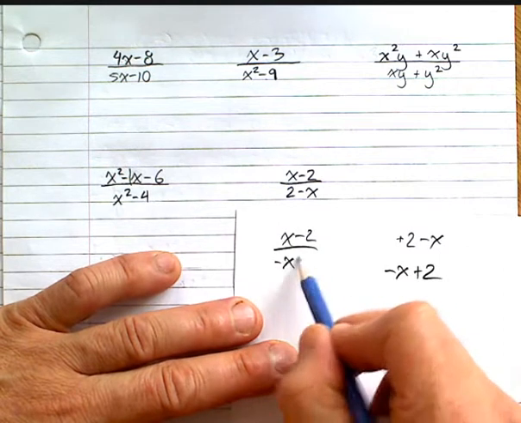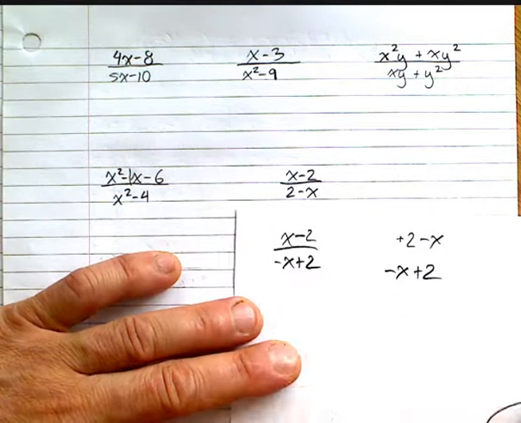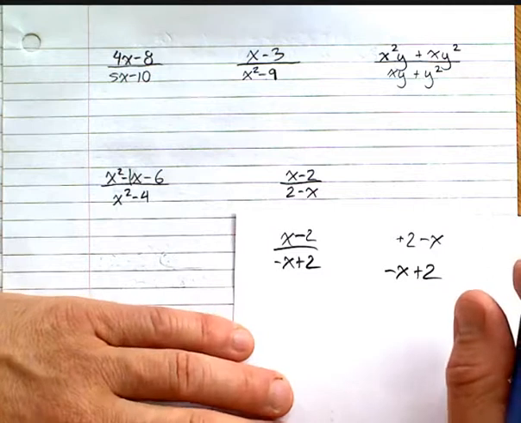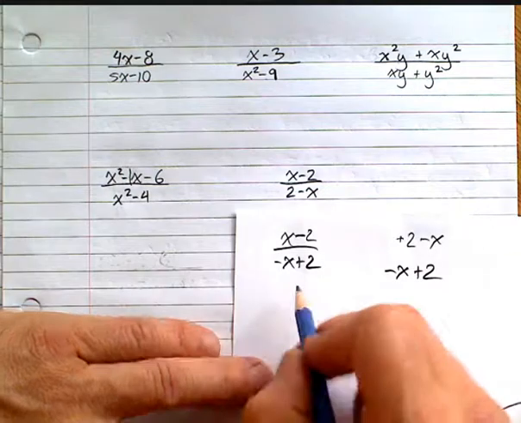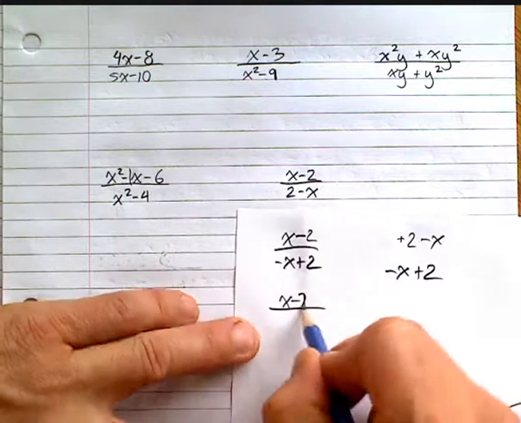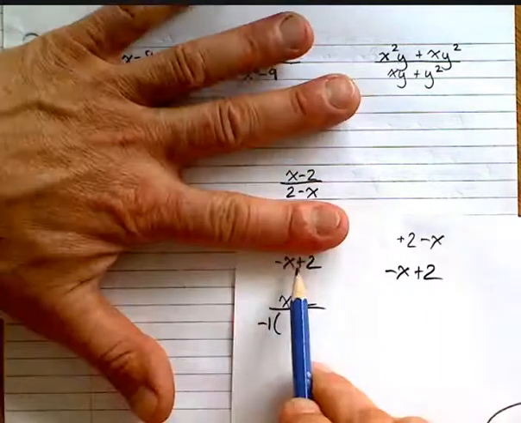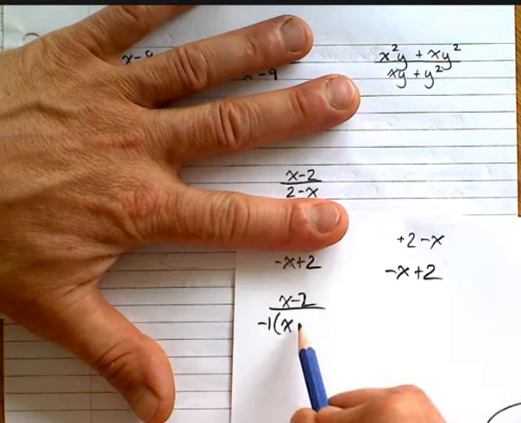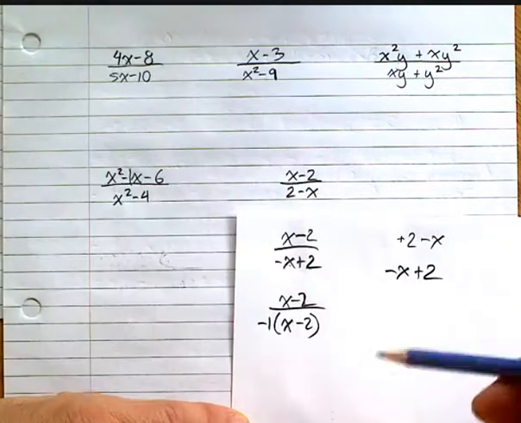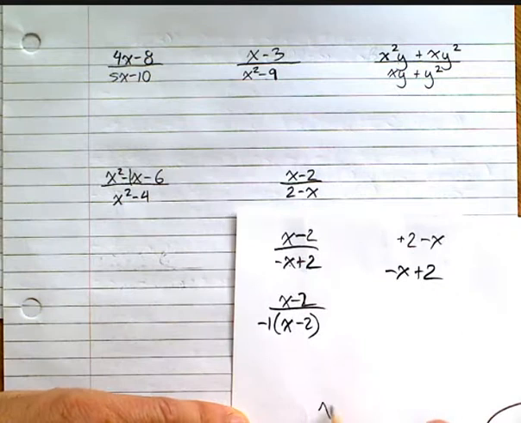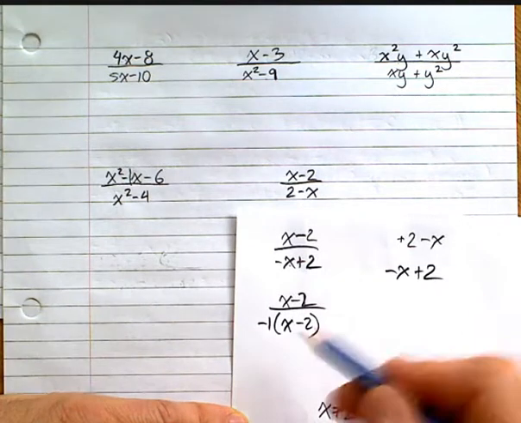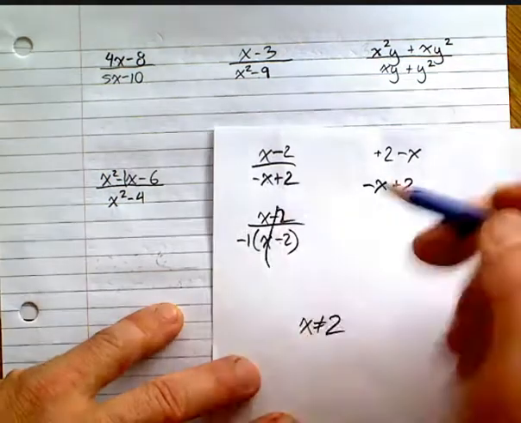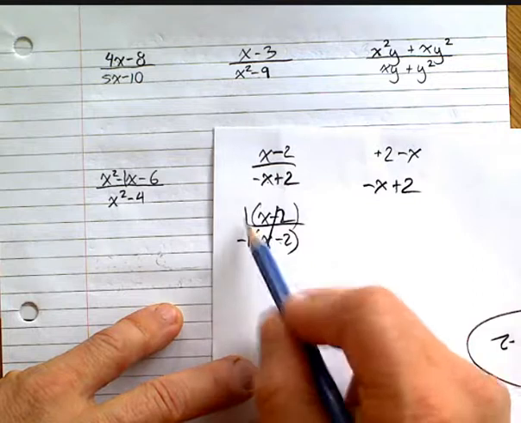This is a trick that's going to happen over and over and over. If you want to change the signs, you factor out a negative 1. So if I factor out a negative 1 of the bottom here, that means that this changes to a positive x, this changes to negative 2. What you've now done is you've made the same binomial. Let's state our restriction. X can't be 2 from here, right? X can't be 2. And then cancel that out. You've got 1 over negative 1. The answer is just negative 1 with the restriction of x can't be 2.